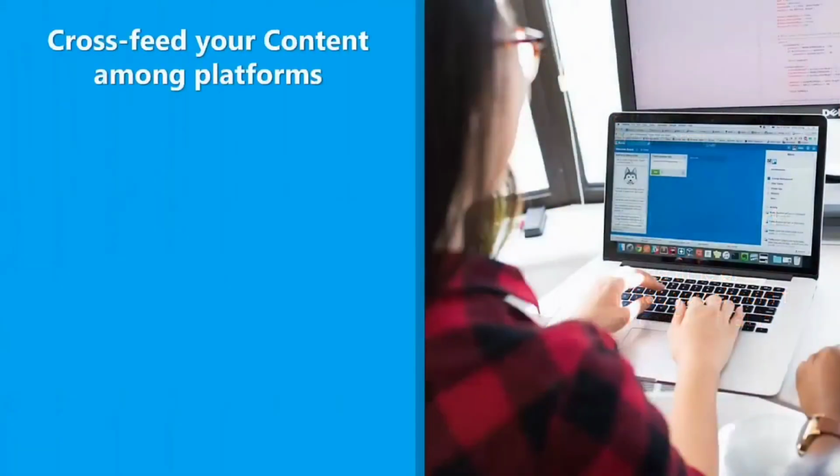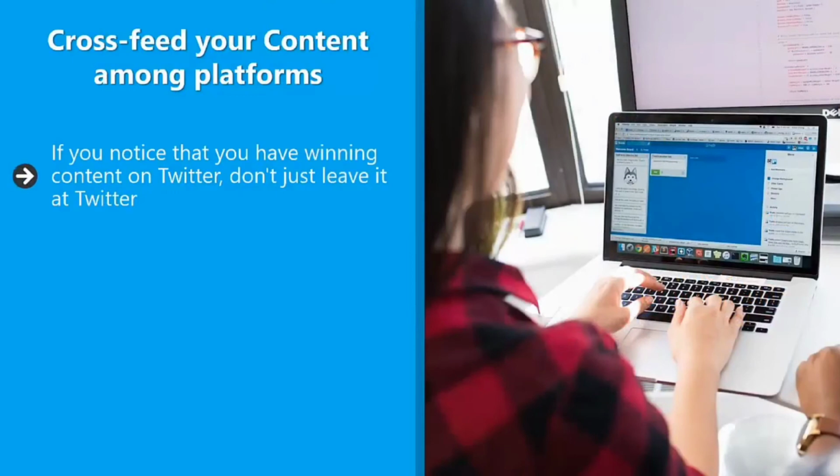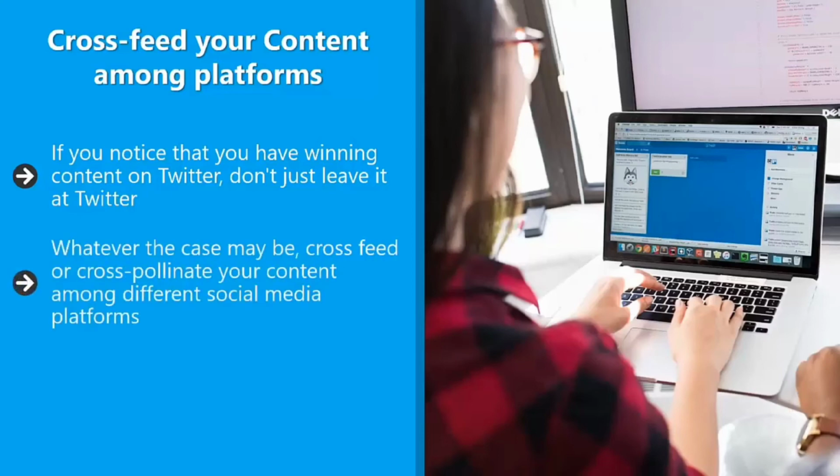Cross-feed your content among platforms. If you notice that you have winning content on Twitter, don't just leave it at Twitter. There's a good chance that people on other platforms would appreciate that same content. Take that content and share it on Pinterest or Instagram. If you are sharing third-party videos and they do really well on Twitter, share them on your YouTube channel. Whatever the case may be, cross-feed or cross-pollinate your content among different social media platforms. There's a lot to choose from. There's Pinterest, Instagram, YouTube, Facebook, Reddit, and Quora, among many others.